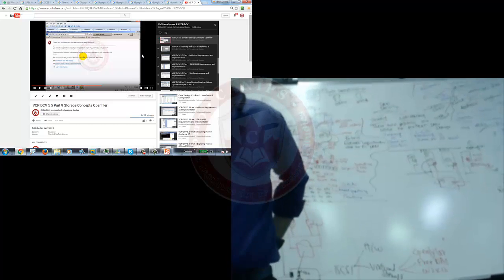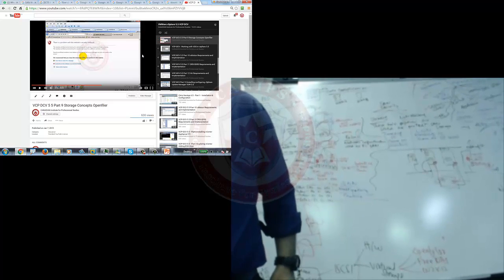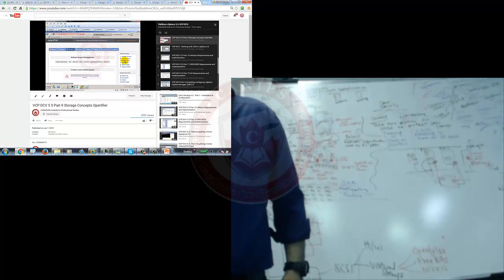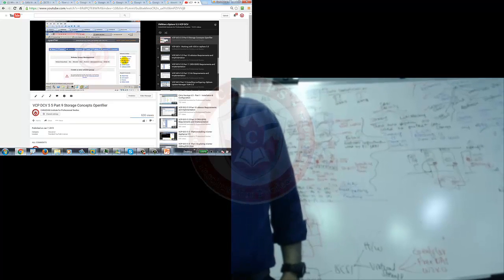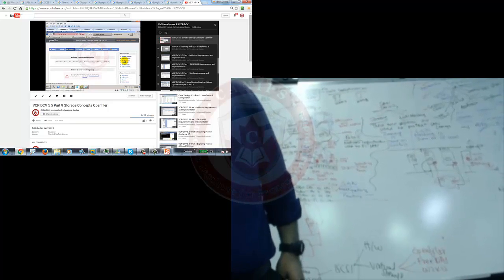Oh yes, OpenFiler. Go into block devices. Within block devices, select the disk that we need to create LUN of.